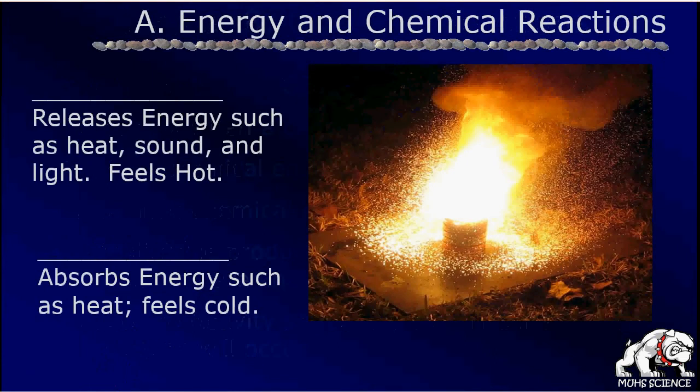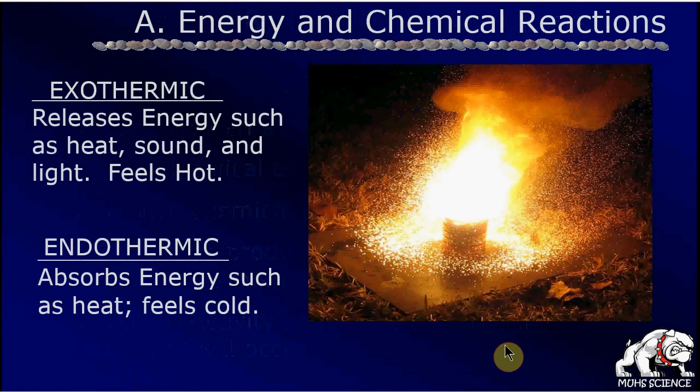So you can break down chemical reactions into one of two types. The first type releases energy, and I have a picture of it here, and I've got a demo I'll show you of this. These are exothermic reactions. They release heat, they release sound and light, they feel hot to the touch, so heat is coming out of them. The other type of energy relationship on the reactions are endothermic.